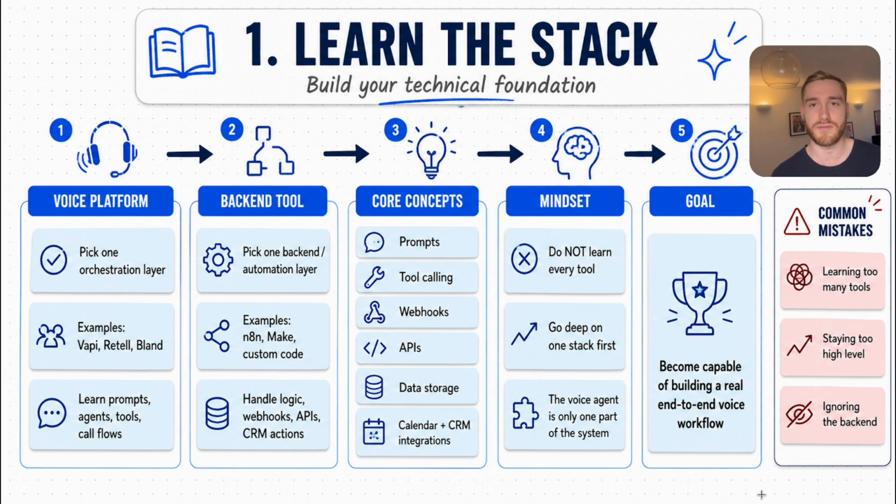First things first, you need to pick an orchestration layer or a voice platform. This is the layer that's going to actually handle all of the calls. It's where you have the prompt for your agent. So these are things like Vapi, Retell, or Bland. Don't try and learn all of these, just pick one and stick to it and get really good at it.